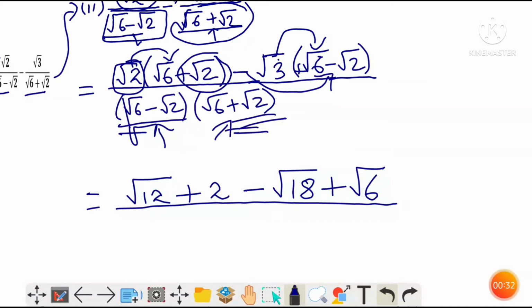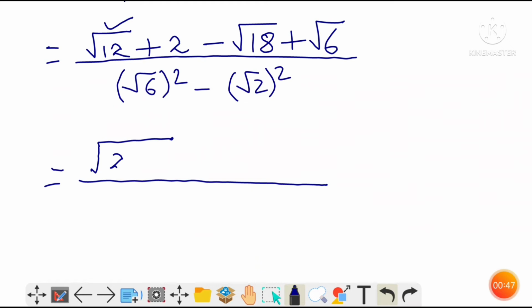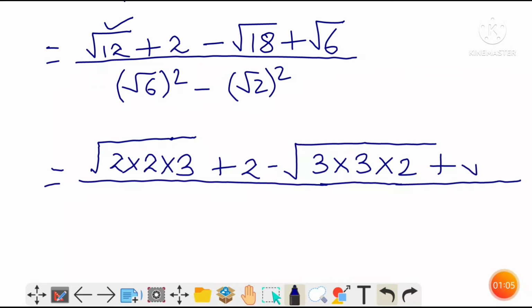And in the denominator the formula a square minus b square, root 6 square minus root 2 square. Now by solving, in the numerator we have to find the factors of 12, that is 2 2s are 4, 4 3s are 12. We can write 12 like this, plus 2 minus, again the factors of 18 will be 3 3s are 9, 9 2s are 18. And 6 we will not factor because for the square root we need a pair of numbers. So in the denominator we'll have 6 minus 2.